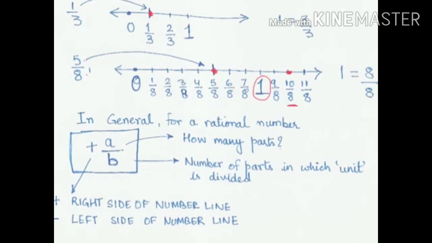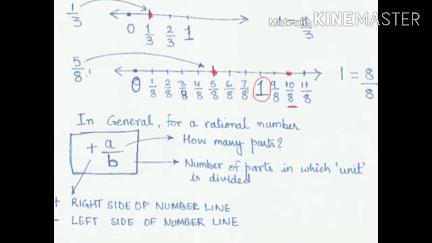Now, another interesting thing to note is you could also have a negative rational number. If the sign is positive, as I have shown over here, then we go towards the right hand side of the number line, and if the sign is negative, then you travel on the left hand side of the number line. So that is how you would represent rational numbers on a number line.